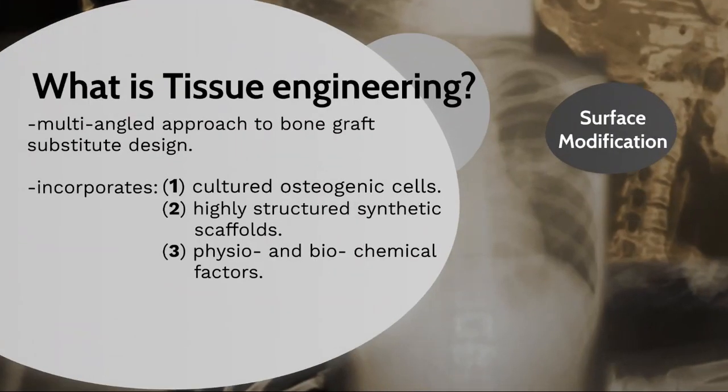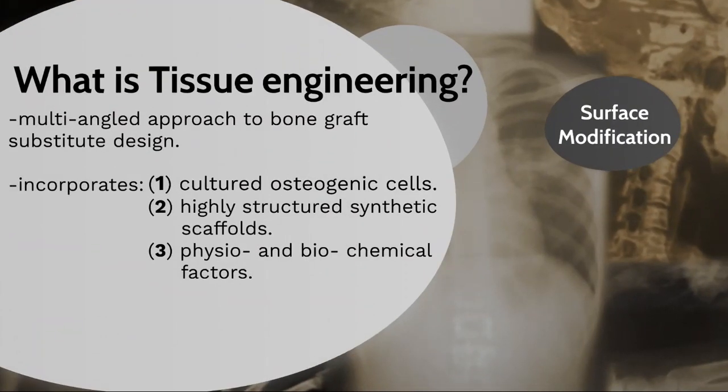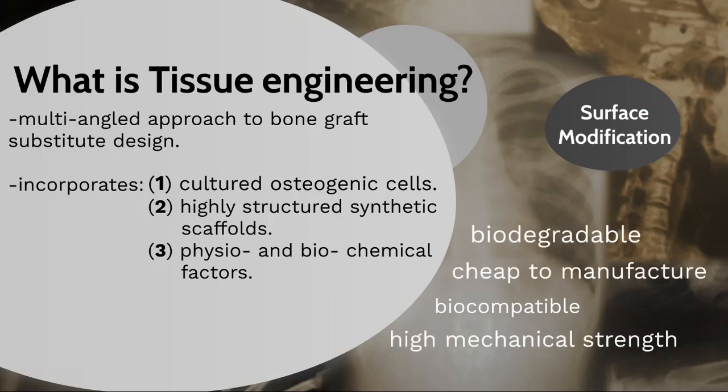Tissue engineering is a multifaceted approach to bone graft development, which incorporates chemical and physical cues to mimic the described natural bone. It combines the innate reparative properties of human osteogenic cells with the strength and rigid structure of synthetic scaffolds. Several properties have been identified as essential for effective bone regeneration and must be met by engineered tissues. An engineered tissue should elicit no unfavorable tissue reaction, or in other words be highly biocompatible, be biodegradable, have high mechanical strength, and be relatively cheap to manufacture.